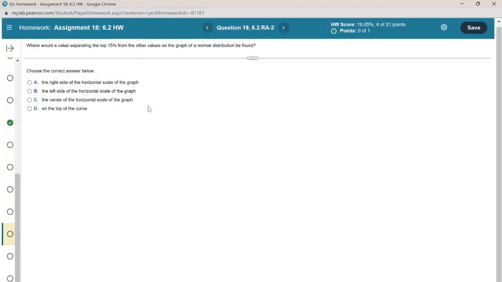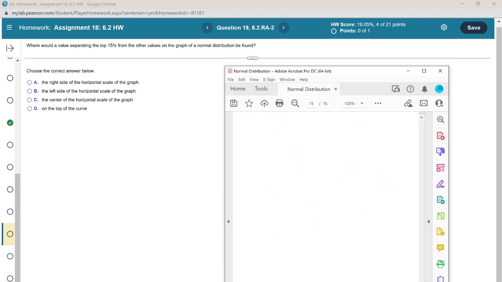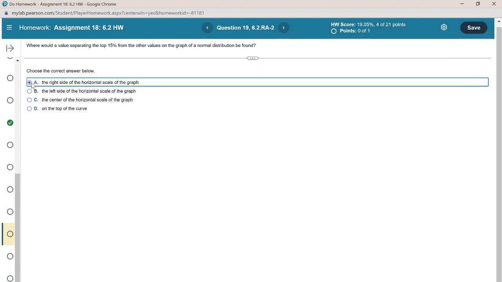Let's look at another problem here. Where would a value separating the top 15% from the other values be on the graph of the normal distribution? Top 15%. So if you have a normal distribution, top 15% means somewhere here, to the right of this. So the top 15% is on the right side of the horizontal scale of the graph. The left side, no, it's the right side.